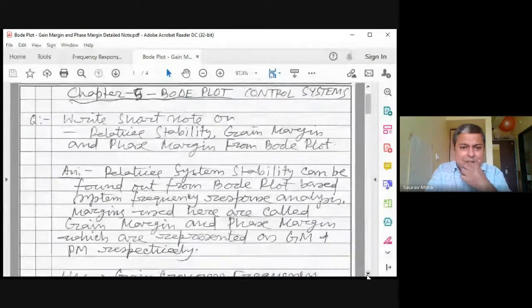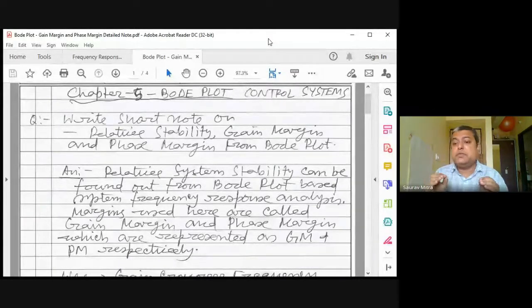So let us read the theory. Relative system stability can be found out from the Bode plot, based on system frequency response. This is frequency response analysis. That means the x-axis will be frequency, over a very wide range, starting from 0.1 radian per second up to maybe 1 million radian per second. That's why we have to use semi-log graph paper. I think you have used semi-log graph paper while plotting the frequency response of transistors; otherwise I will explain it also. It is a very wide range of input frequencies that we are inputting.